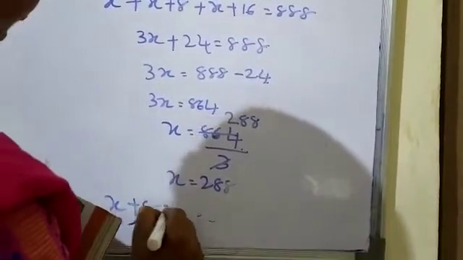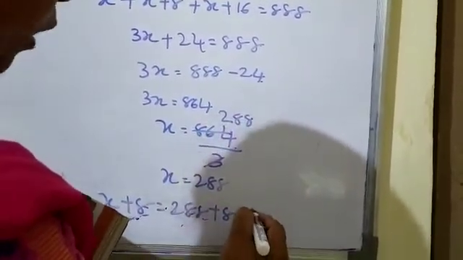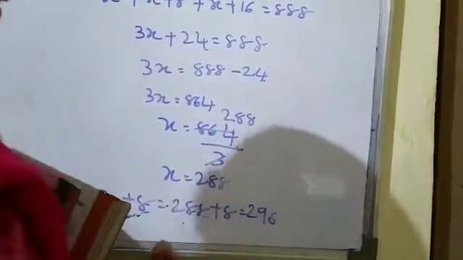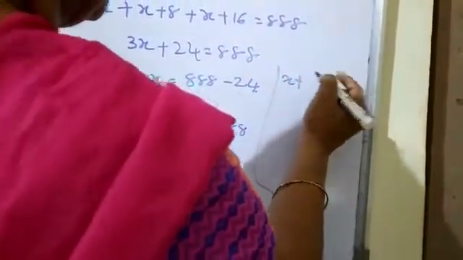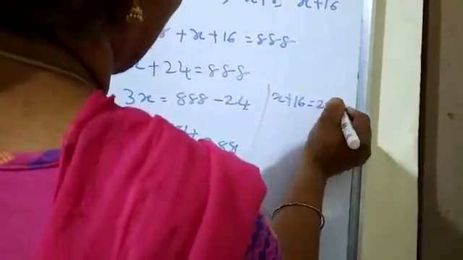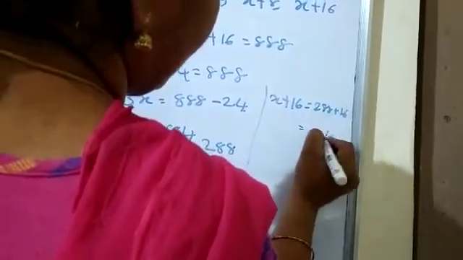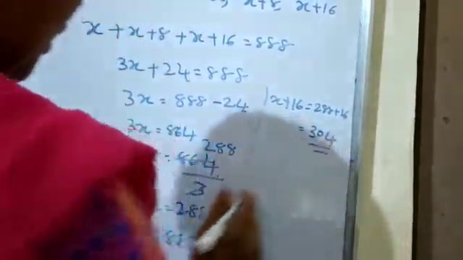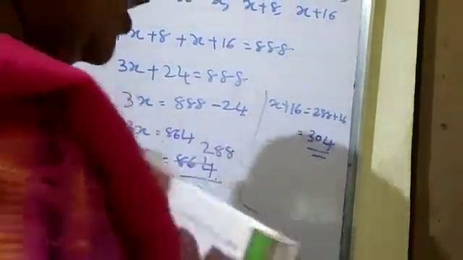So x plus 8 is equal to 288 plus 8, which is 296. Now the third multiple, x plus 16, means 288 plus 16, which is 304. So the 3 multiples are 288, 296 and 304.